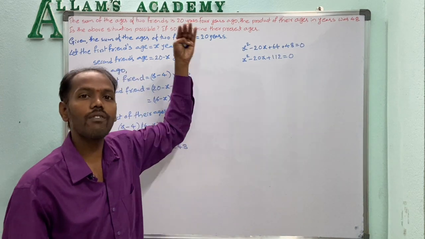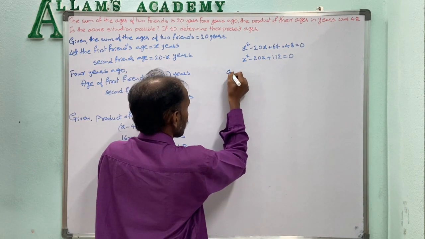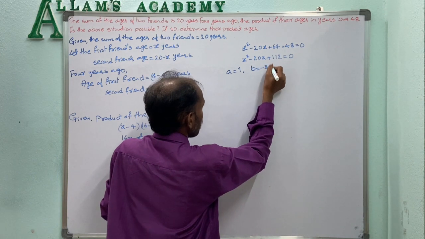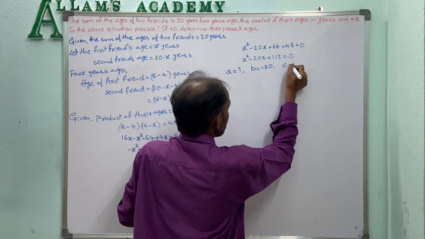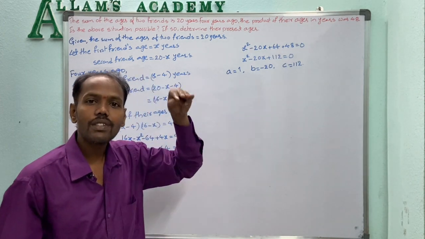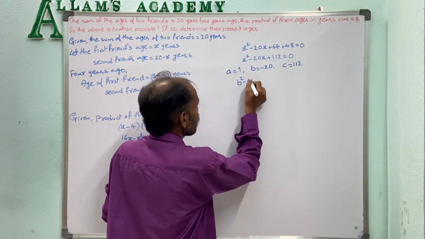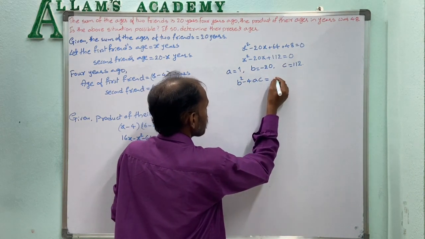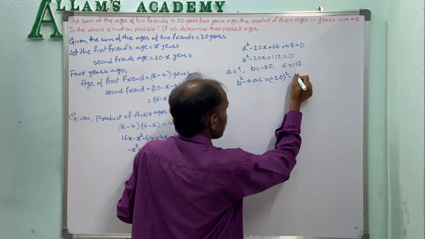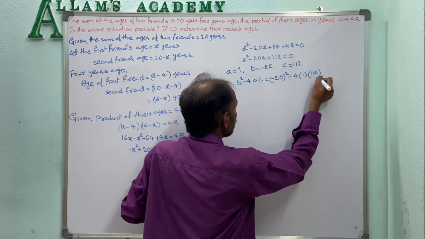Now comparing this with the general form of the quadratic equation ax square plus bx plus c equal to 0, a equal to x square coefficient equal to 1, b equal to x coefficient, that is minus 20, c equal to constant term 112. Now we are finding the nature of the roots, that means we want to find the discriminant, that is b square minus 4ac. So b square minus 4ac, b equal to minus 20, so minus 20 whole square minus 4 into a equal to 1 and c equal to 112.